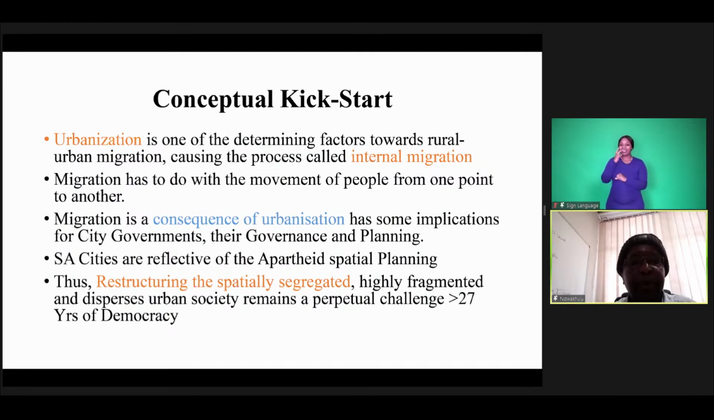Again, I'm trying to conceptualize in the simplest way, indicating that migration on its own is a consequence of urbanization. My colleagues have already indicated this. But this movement, which results in urbanization, has some implications as well. Implications to who? Implications to the city government, their governance, and also their planning. Most of our cities are very frustrated in terms of these newcomers.